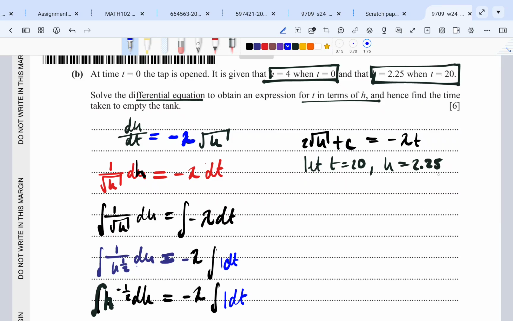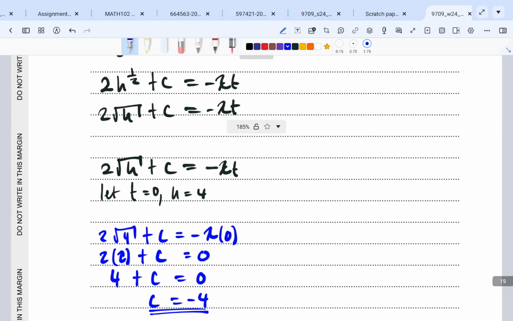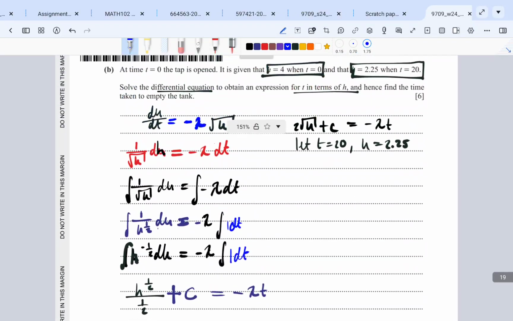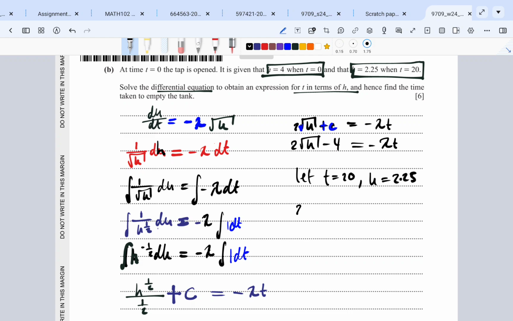Okay, you should also put c. We now know that c is what? C is negative 4. So we're actually going to rewrite it and say this is going to be 2 root h minus 4 is equal to negative lambda t. Then now we say let t equal 20 and h be equal to 2.25. Now we have 2 root of 2.25 minus 4 is equal to negative lambda by 20. Then we need to solve that now, okay?